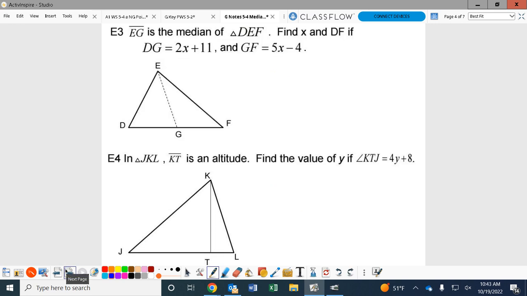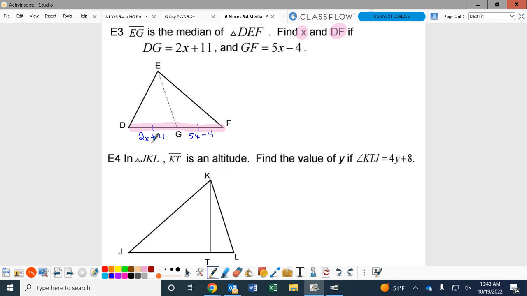So, on this first one, it tells you it's a median. If it's a median, these two sides are going to be equal. It tells me that DG is 2x plus 11. It tells me that GF is 5x minus 4. It also tells me that I'm trying to find x, and I'm trying to find DF, which is the length of the whole thing. Be careful. Length of the whole thing, guys.